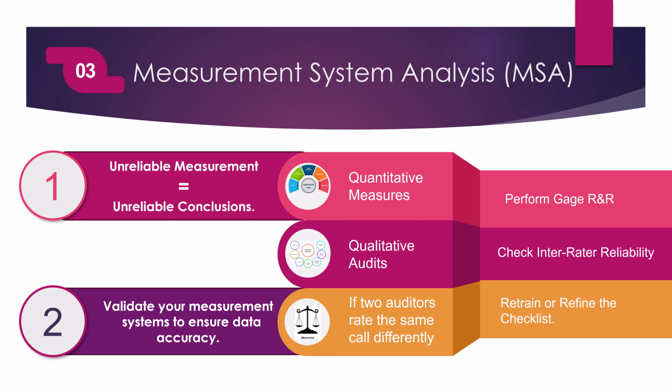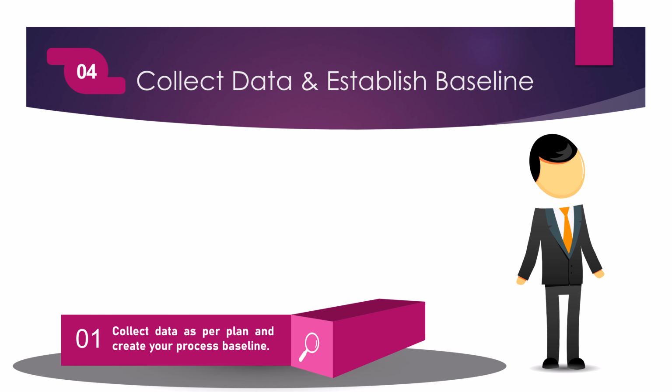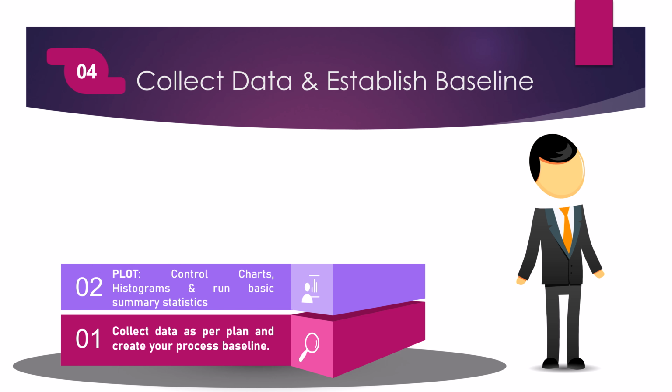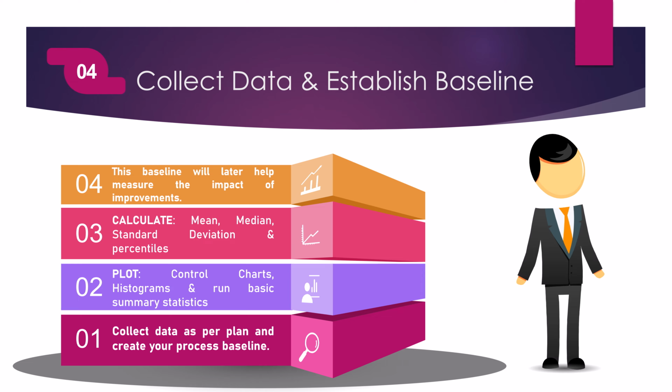Step 4. Collect the agreed data and build your baseline. Now that your plan is ready and your measurement system is validated, it's time to start gathering data. Once collected, visualize it, plot control charts, create histograms, and run basic summary statistics like mean, median, standard deviation, and percentiles. Next, quantify how your process is performing. Identify the current defect rate and, if needed, convert it into DPMO or a sigma level to express performance more clearly. This baseline represents your process's true capability right now.